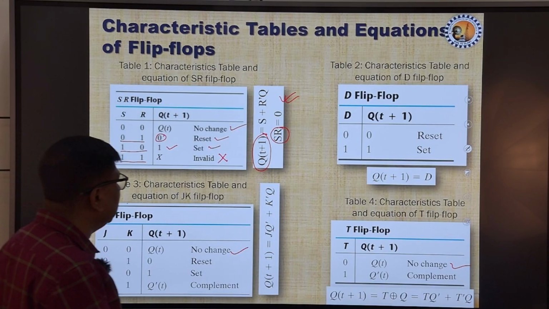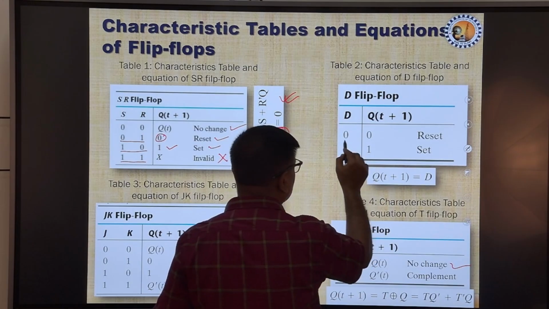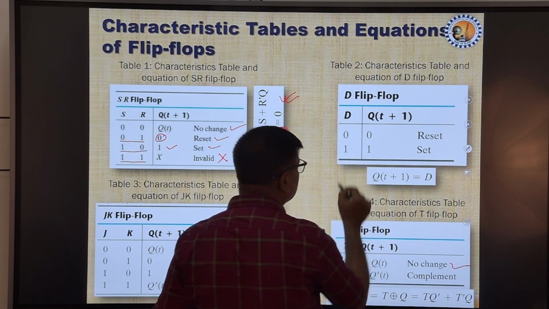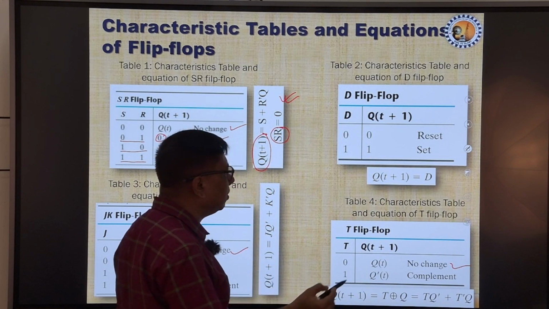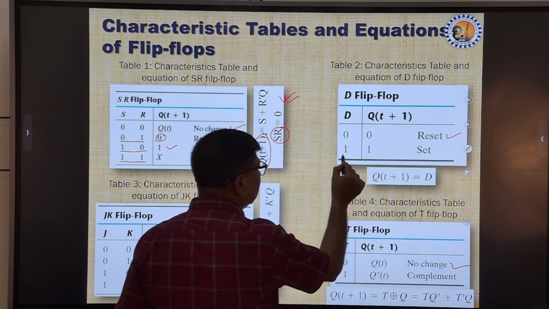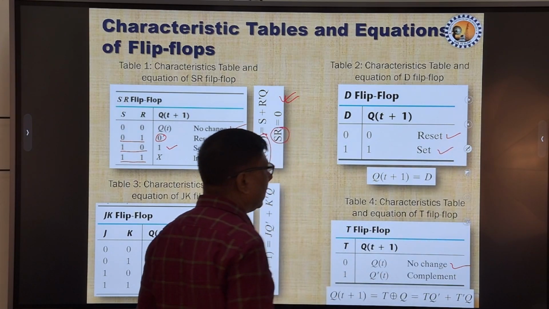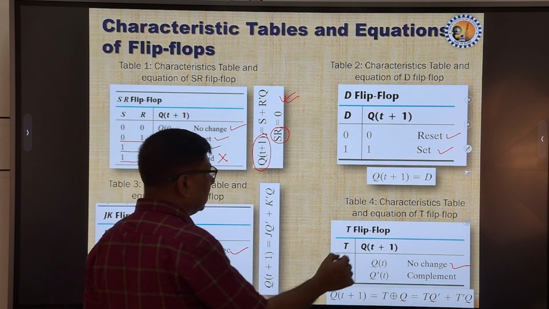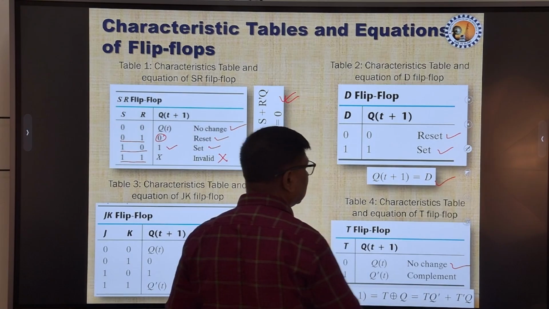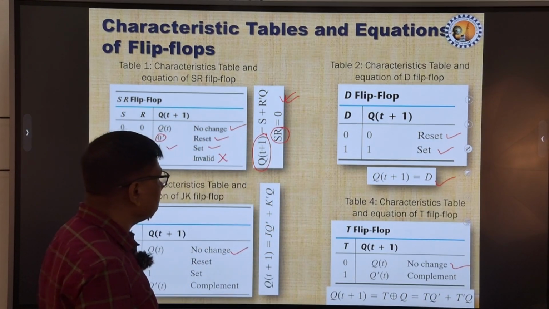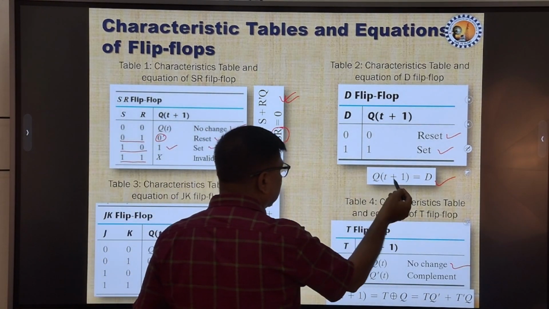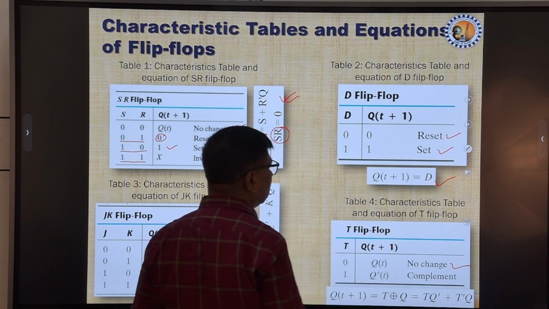So, this equation is called the characteristic equation for the SR flip flop. Next, we have the D flip flop. This is quite simple. If the D input is 0, the output will be 0, that is the reset condition. If the D input is 1, then the output will be 1, and that is the set condition. And it has the simplest characteristic equation: the next state of the flip flop is directly equal to D.